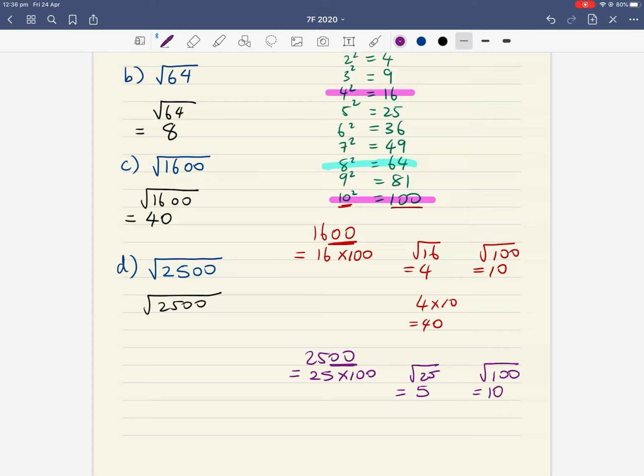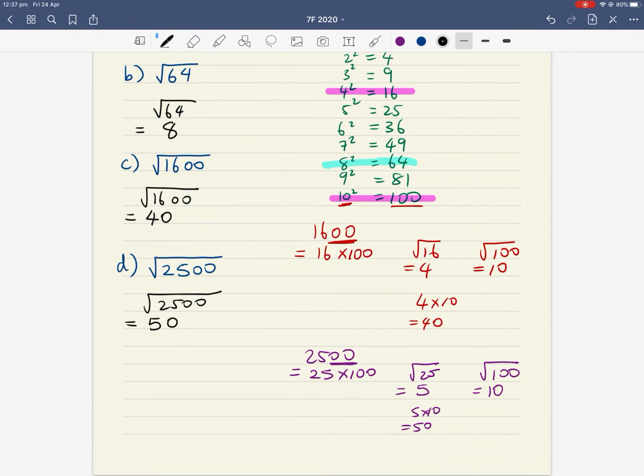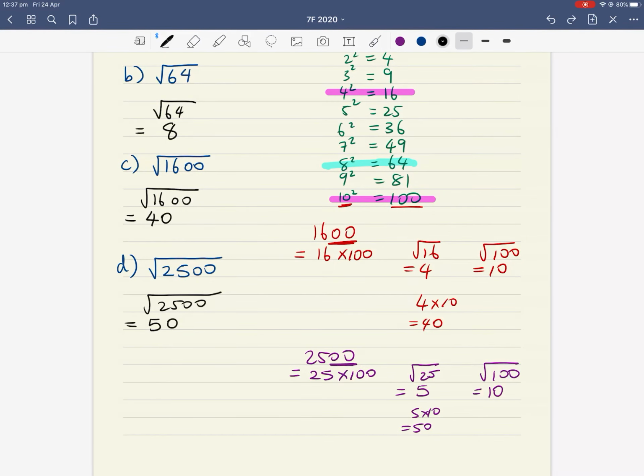So what is the square root of 2,500? Well, then it's 5 times 10, which is 50. So in your answer, you just write 50. So on the side here, this will be more of your side calc thinking space. And then over here in the black is what you would write as your final answer.